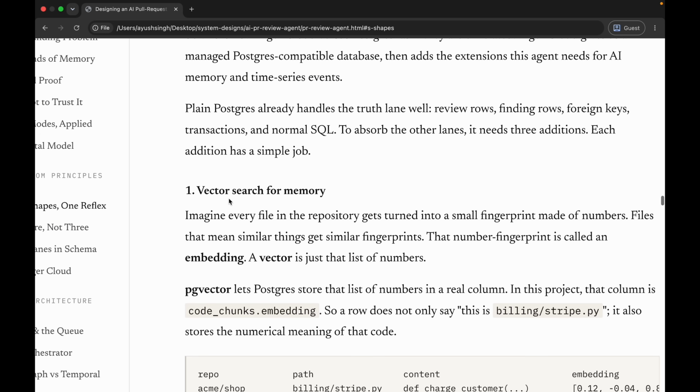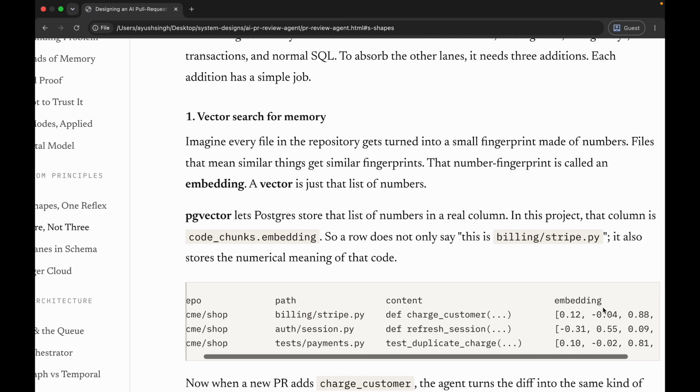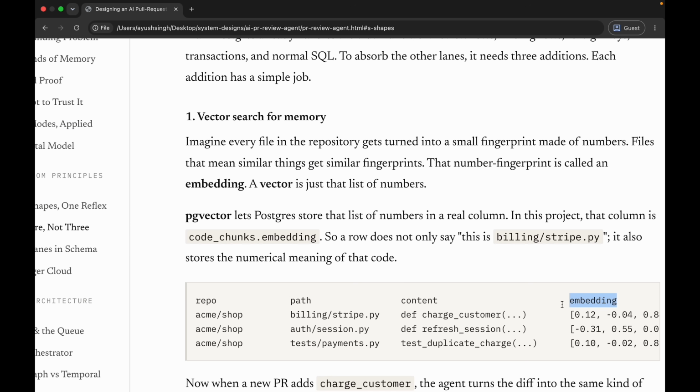The first one which we needed is vector search for the memory. As I said, we are looking for something which can store our code embeddings. It should embed our code, our main branch, and put it up there so that anytime a new PR comes in, it should be able to pull the relevant code and give it to our LLM agent. So pgvector can help Postgres store that list of numbers in a real column. The column is known as code chunks. Let's assume this is a code chunk, which is the embedding of this particular content. So your entire code file will be embedded.